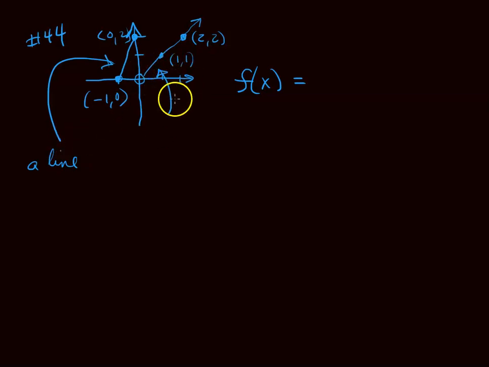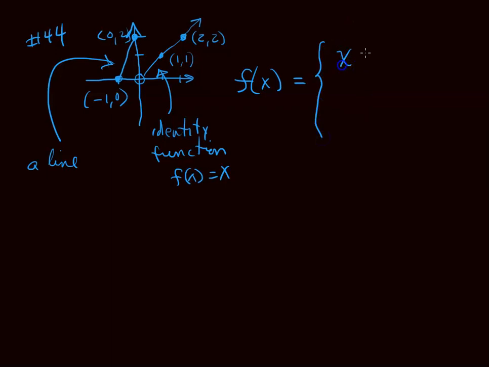This is part of not just any line, but this is part of the identity function, which is f of x equals x. All we have to do is tell what part. So let's do that one first. f of x equals x if x has got to be greater than but not equal to 0. So that takes care of the right piece. This one's a line, and we know where that goes. We can say if x goes from negative 1 to 0.